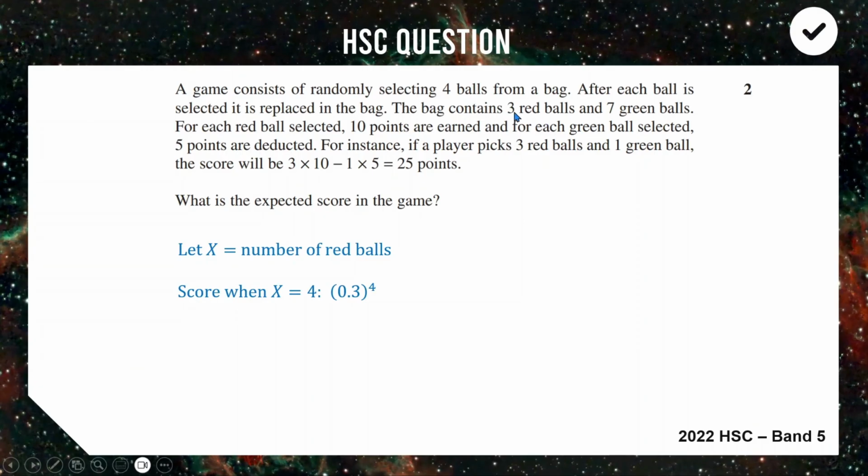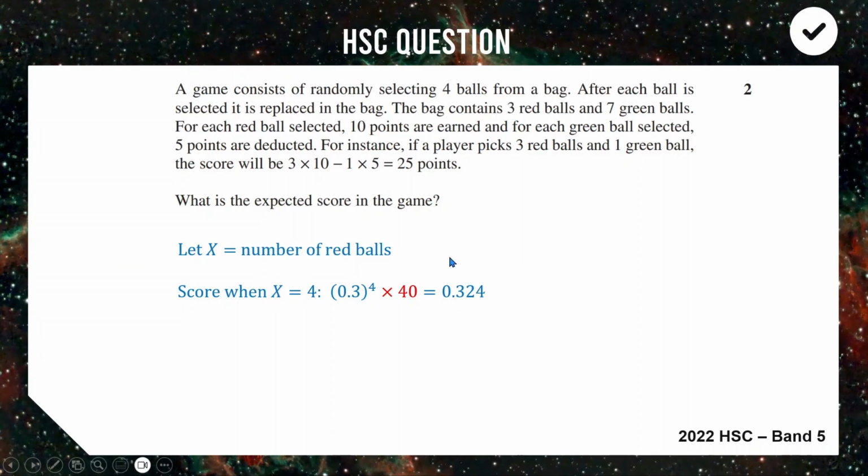Each time, because there's a 3 out of 10 chance of getting a red ball, it's a 30% chance. We want this to happen 4 times in a row, so we're doing 30% to the power of 4. And then if we had 4 red balls, every red ball gets us 10 points. So we would multiply this probability by its outcome, which is 40. Okay, 0.3 to the power of 4 times 40 is 0.324. So there's our expected score from probability times outcome for number of balls.